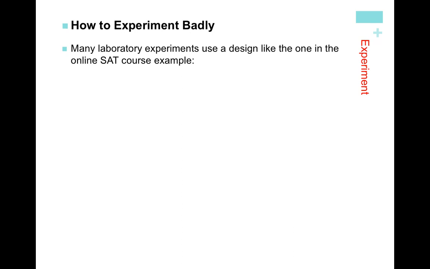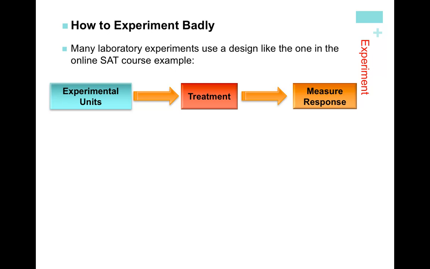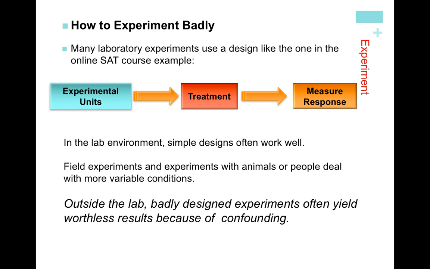So a lot of lab experiments use a design like the one that you just saw, where you just have your experimental units receiving some treatment and then you measure some response. If you're in a lab environment, you can usually control for a lot of outside factors. But in the real world, we have to control for a lot of those other factors in different ways. So when we talk about field experiments, that would be something that's happening in the field, meaning outside of the lab, or experiments with animals or people, you have more variable conditions. The reason animals or people have more variable conditions is just because they're all coming from different backgrounds, and all of those different things might influence their response. So outside of the lab, meaning in the field, or when we're dealing with animals or people, we usually are not going to get meaningful results from a simple experiment like this one here because of confounding and lurking variables.